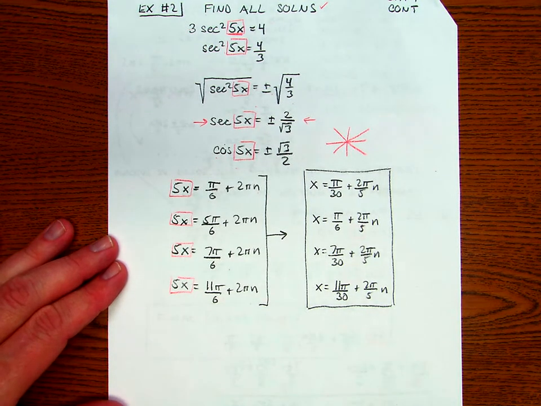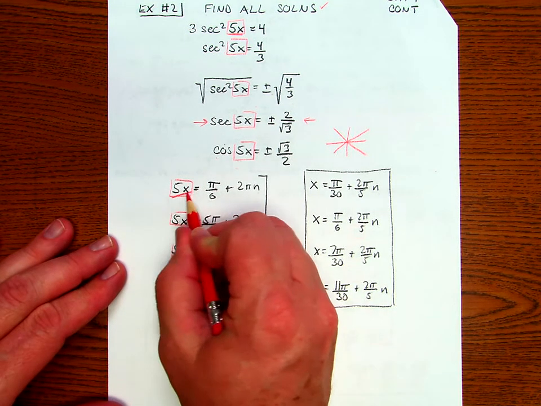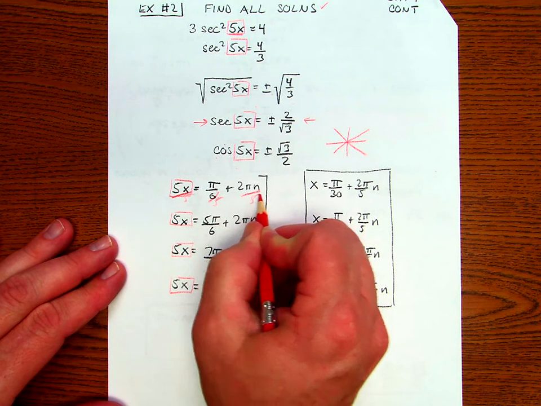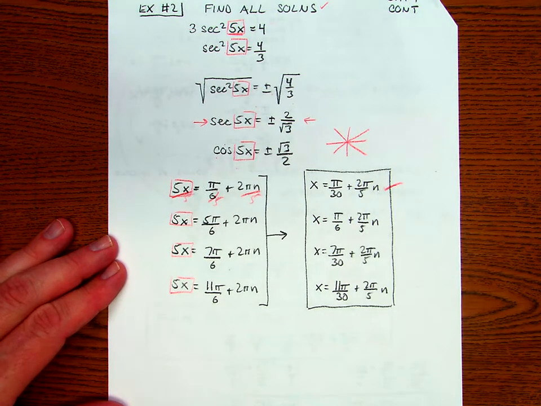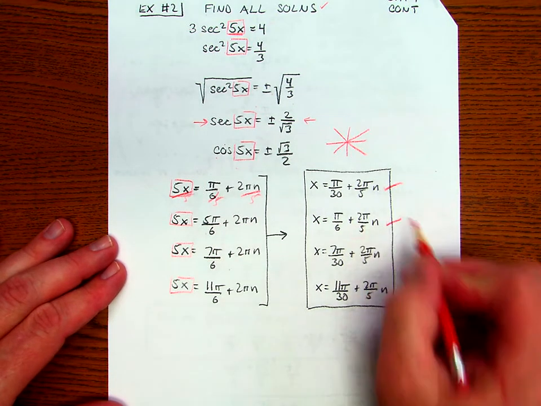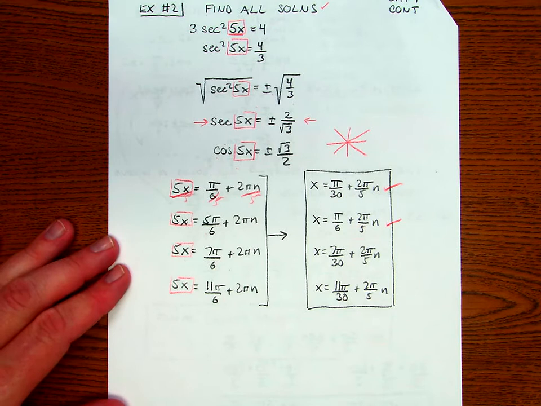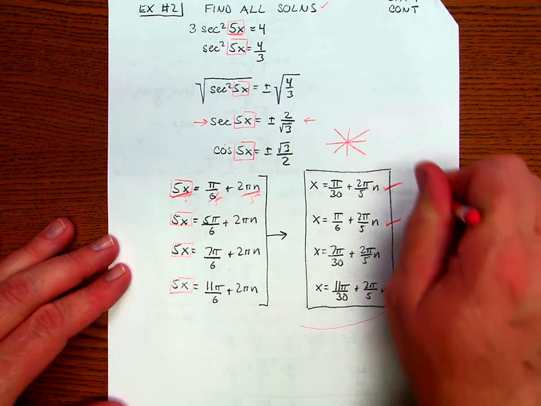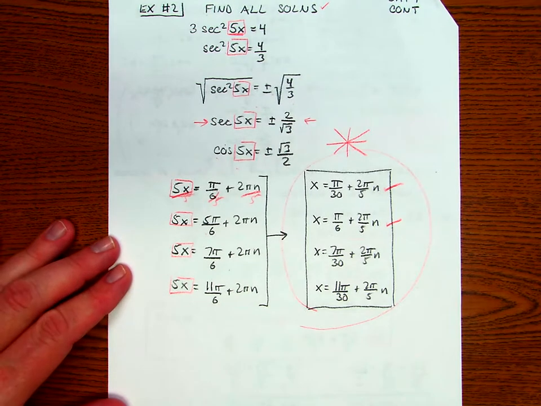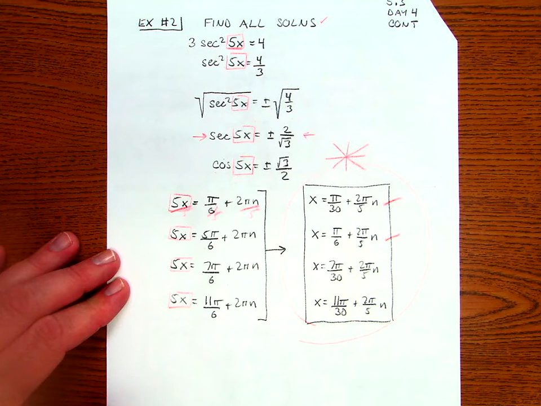We need to get from 5x to x. So that means we need to take each one of those solutions and divide through by 5. So divide by 5, divide by 5, divide by 5. That gets you the first one. Do the same thing with that, gets you the second one, etc. So these guys right here represent all solutions to that equation.